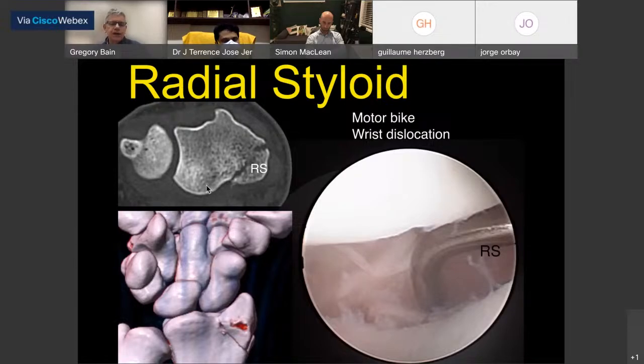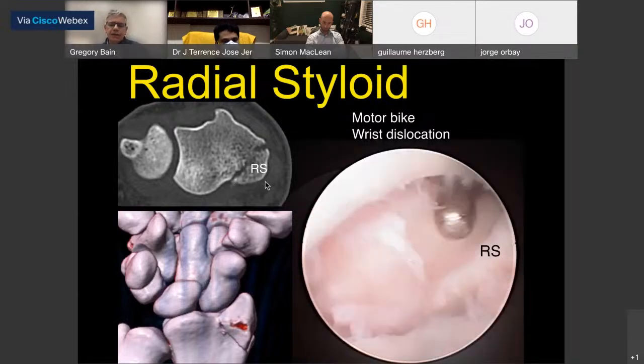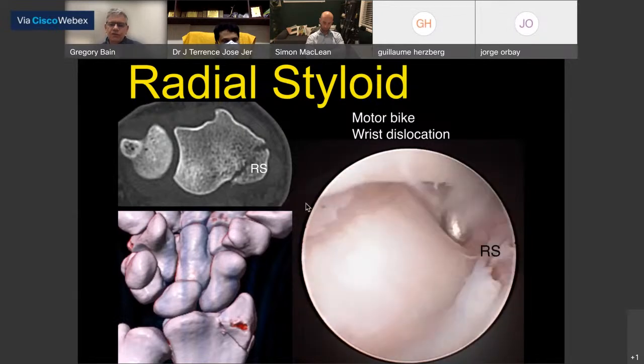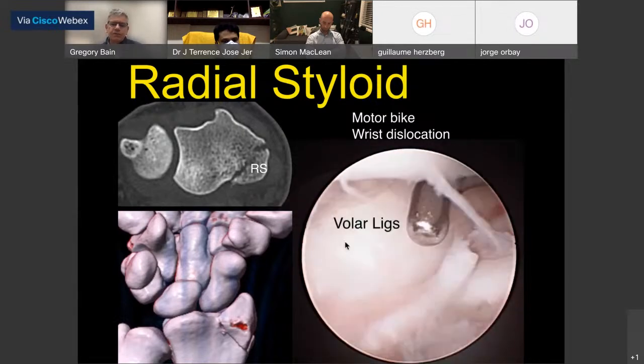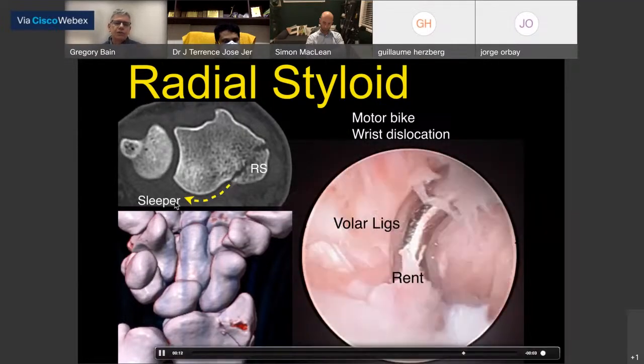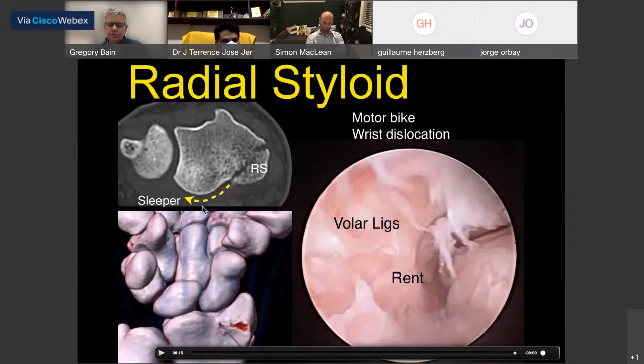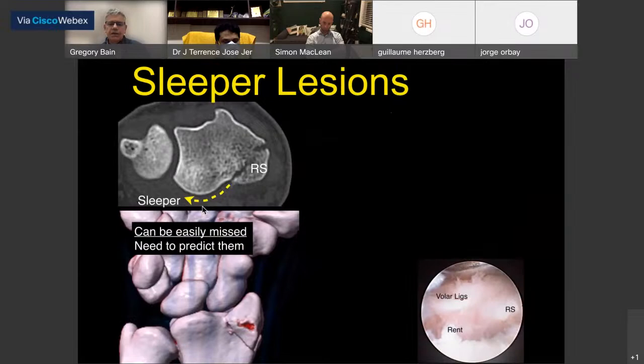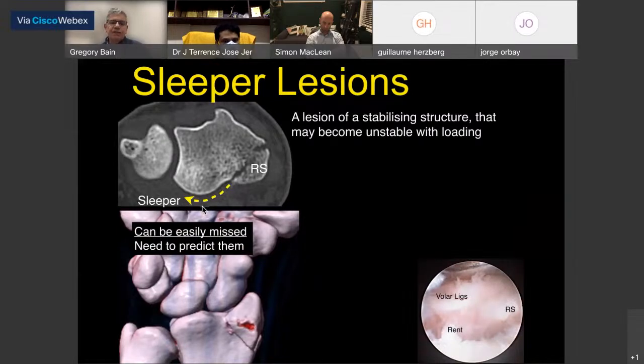This is not a volar fragment of the volar facet, but a radial styloid fracture. And we can see in this young man how we've got this radial styloid fracture here. We've got the volar ligaments attached, and there's this large rent that goes all the way across, creating what we refer to as a sleeper lesion within the wrist. So this is a lesion we need to identify and predict, where one of the stabilizing structures may become unstable with further loading. So there's a significant injury, and I think it's just the secondary restraints that are holding it in position.